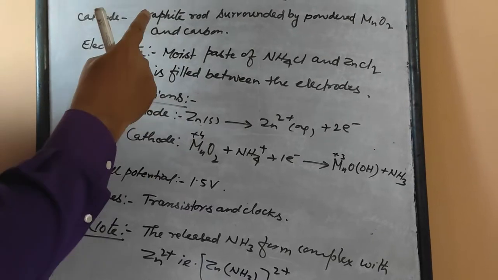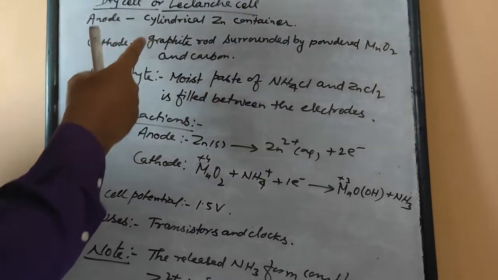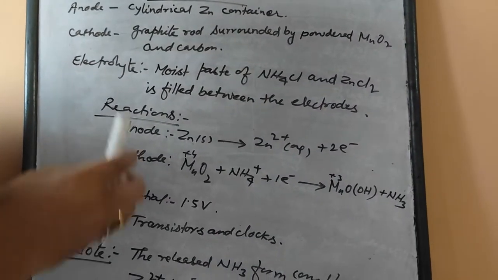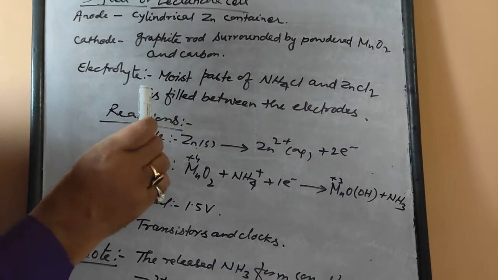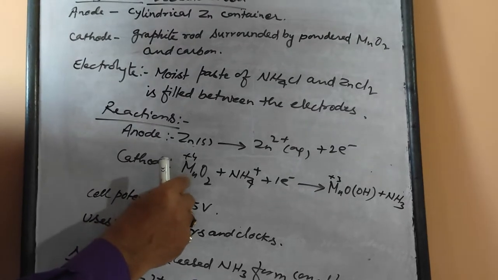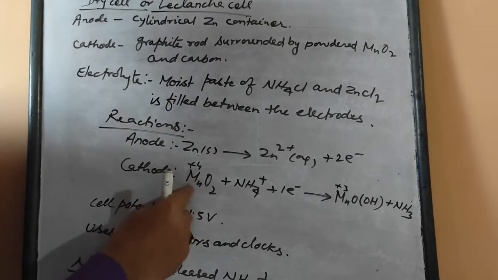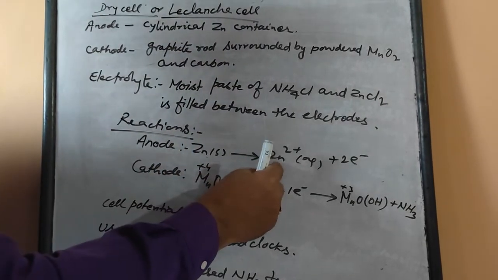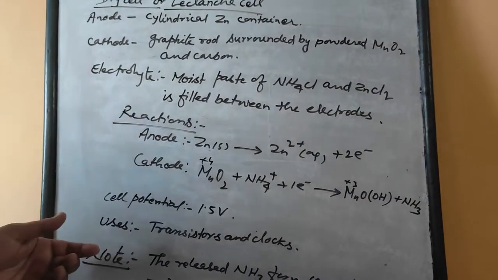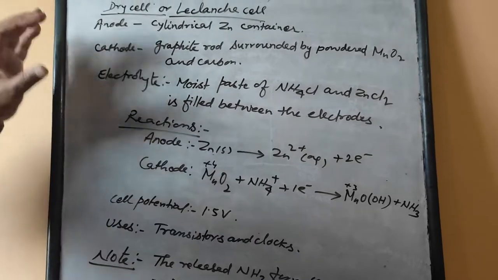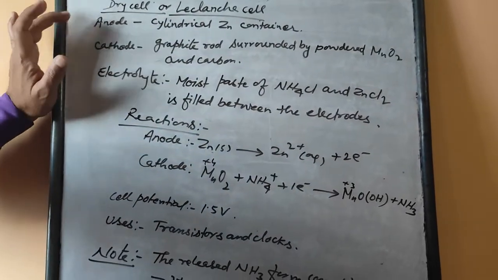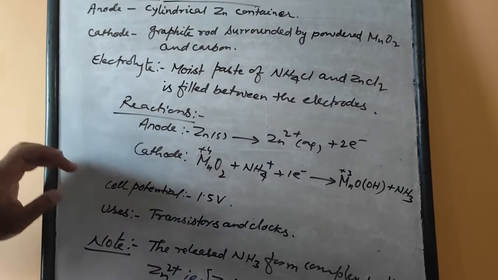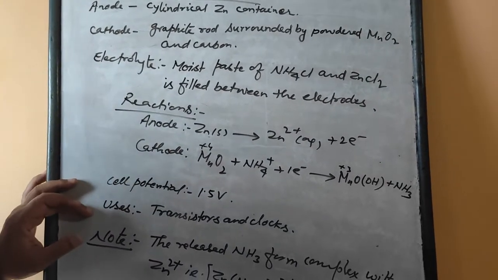Sometimes students confuse, sir, what if the cathode is graphite? Then there is no role of carbon here. That graphite is only acting as support. The reduction of Mn takes place: Mn4+ is converted to Mn3+. Now Zn is converted to Zn2+. For every cell you have to write the anode, the cathode, the electrolyte, the reactions, then the cell potential, then the use.